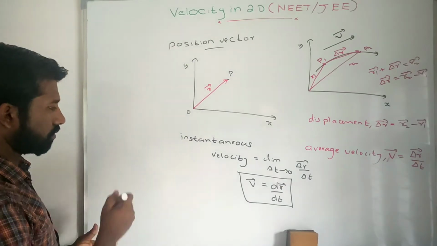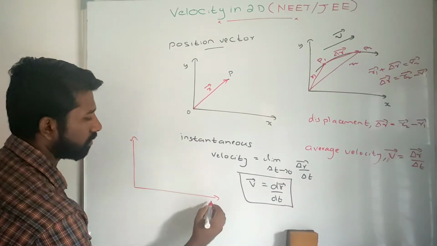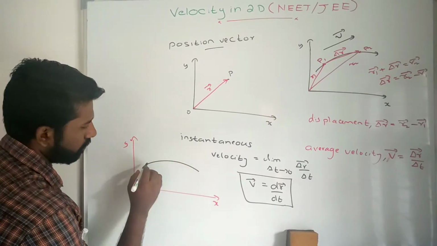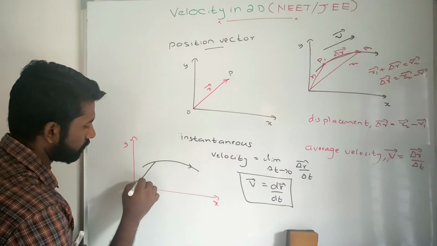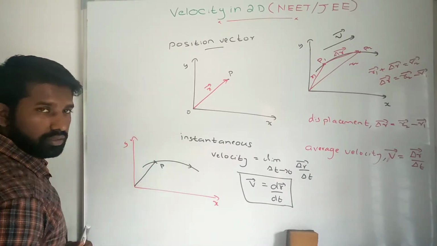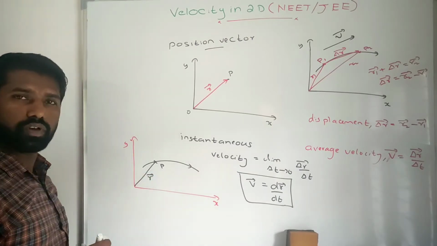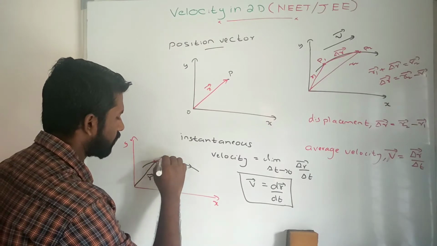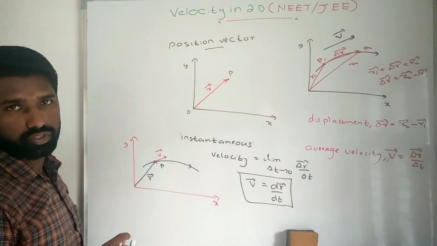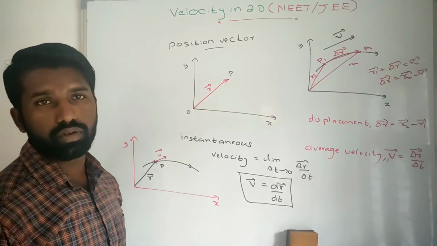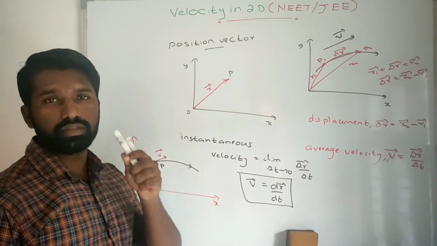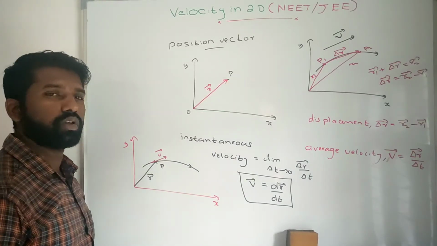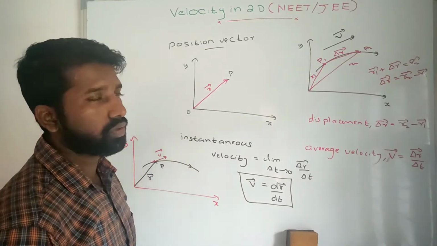What about its direction? This is the x, y axis. This is the motion of the body. This is the point P I am considering, and its position vector is r. The instantaneous velocity at this point is along the tangent drawn at that point. So this is the instantaneous velocity. So if we need to find the instantaneous velocity at any point on the path, just draw the tangent at that point. That will give the instantaneous velocity direction. This is about the theory.